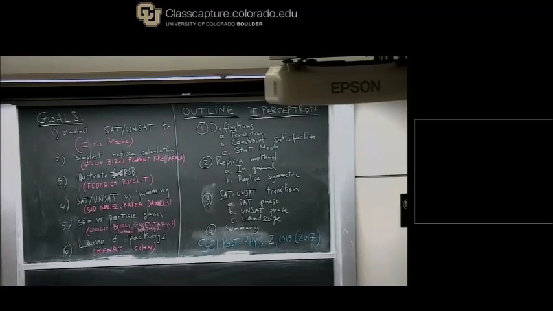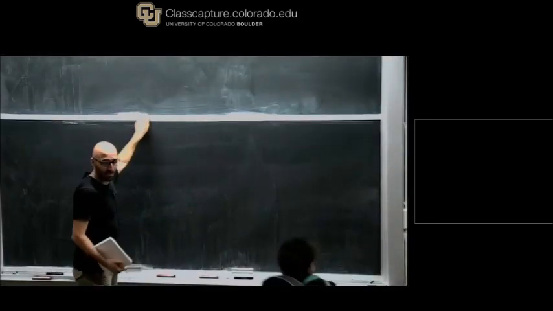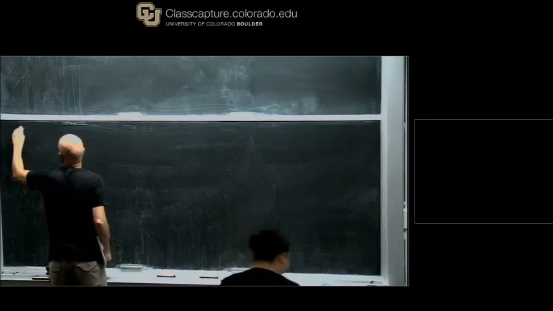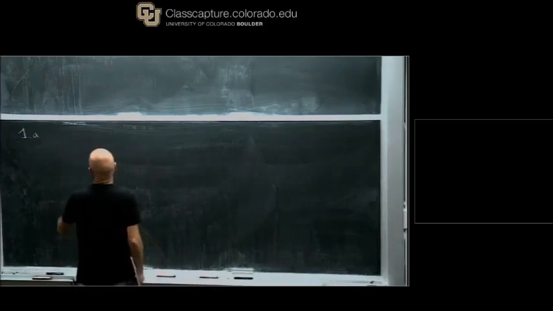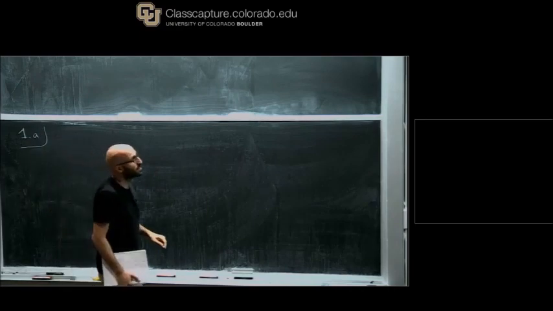Now let's start. So I will define the perceptron, which has been already defined by Florent, and I will use exactly the same notation. Okay, so I put the outline there so I can try to follow it. So this will be 1A, definition of the perceptron.